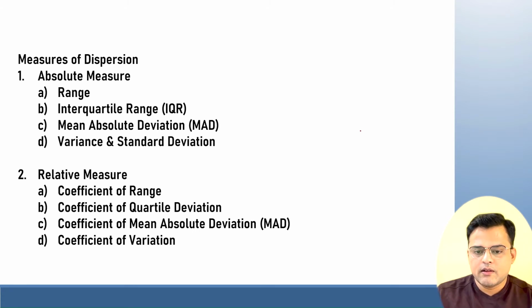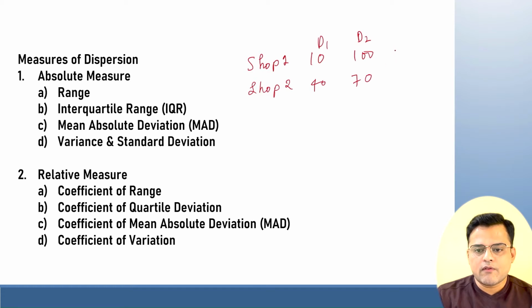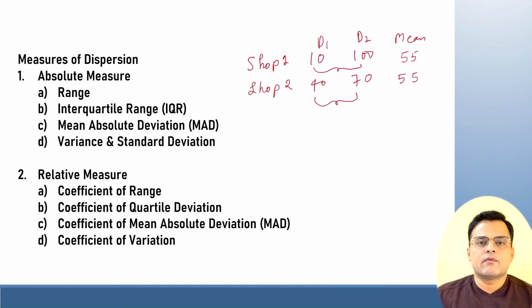For example, let's say I have shop 1 and shop 2. The sales of shop 1 are 10 and 100 on day 1 and day 2, and the sales of shop 2 are 40 and 70. If I take the mean of both days, it is 55. Even though the mean is the same, the values on the days are different for the two shops.